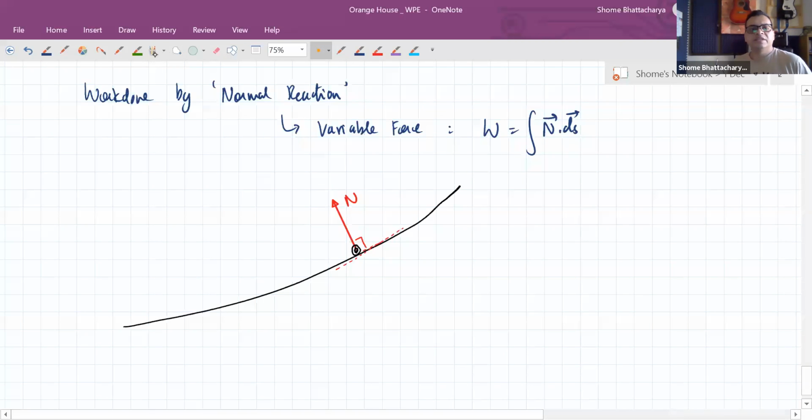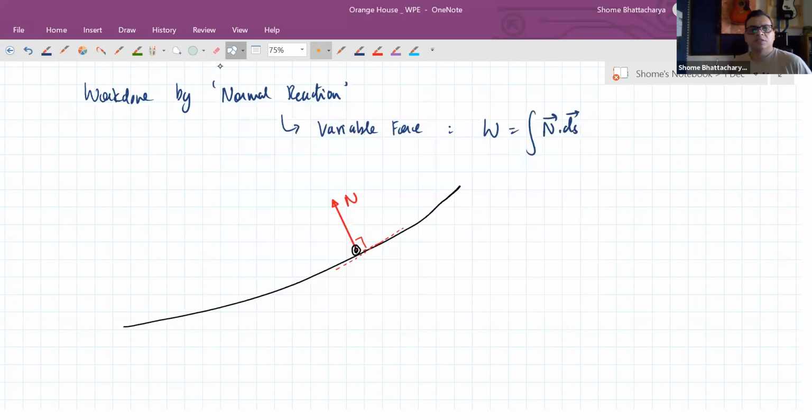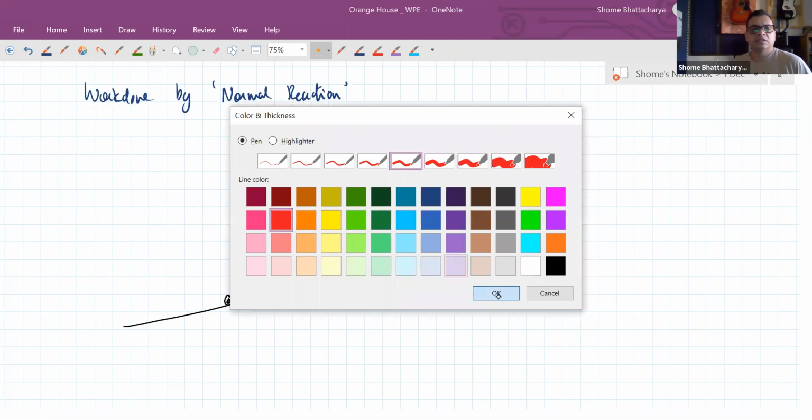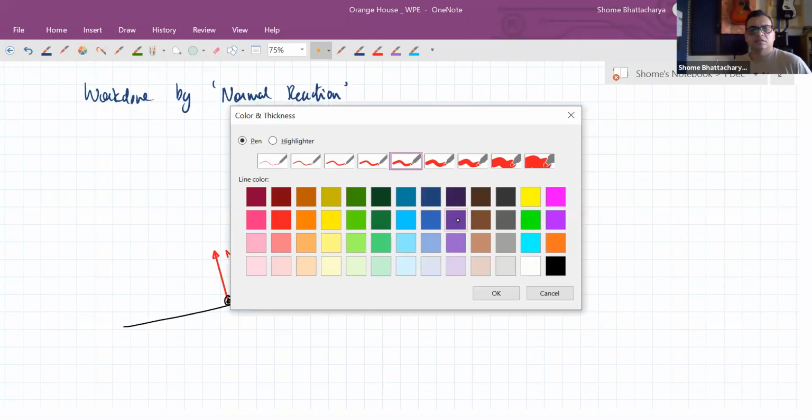Now if we take a differential displacement of the particle at a given point of time, small displacement ds, what will its direction be? It will be along the tangent. So at any instant, the differential displacement ds vector will be like this. Similarly, by the time the particle has moved here, the direction of normal reaction has changed, but then the tangent is still perpendicular to it. So from this point, the displacement will be along this direction.